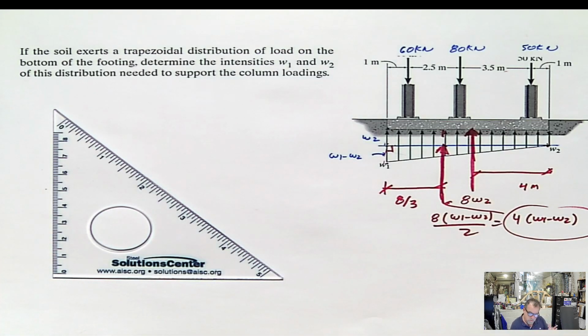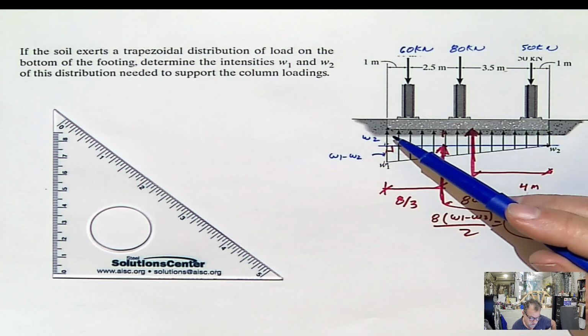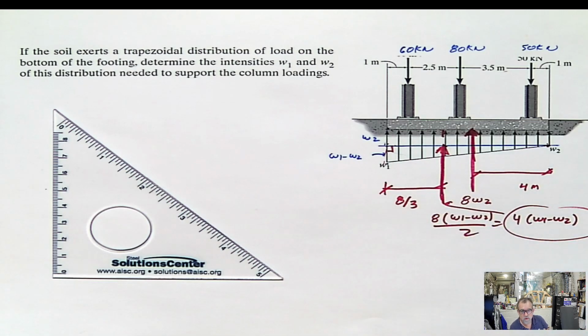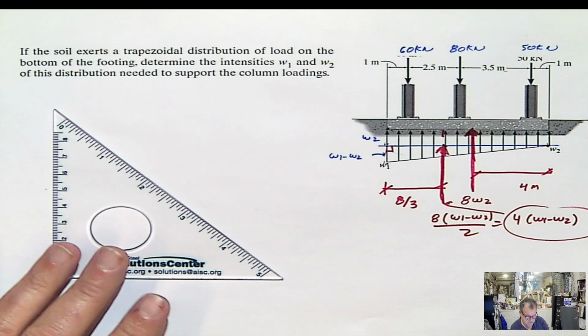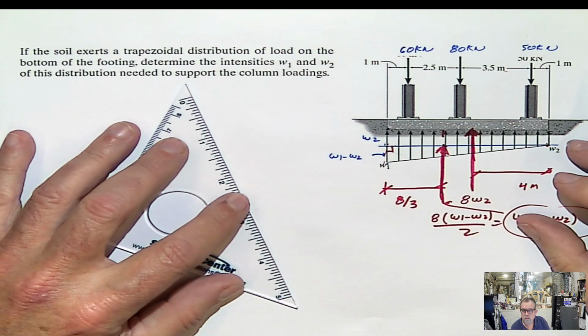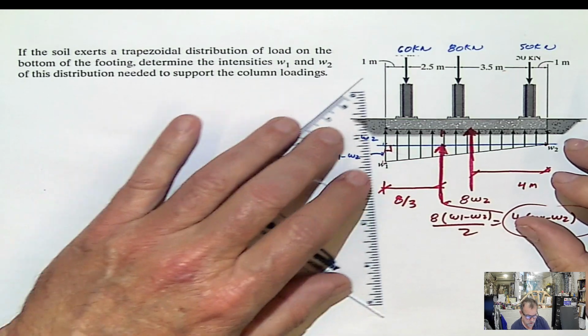Now you can start by doing summation of forces equals 0, and then you say, okay, I'm going to do this force, 4(W1 minus W2) plus 8W2 minus 60 minus 80 minus 50 equals 0. And then I can take moment at any point. I can take moment here, and I'm going to get another equation in terms of W1 and W2. And I'm going to get a system of two equations with two unknowns, and I'm going to work forever. However, you have to work smart, not only work hard.